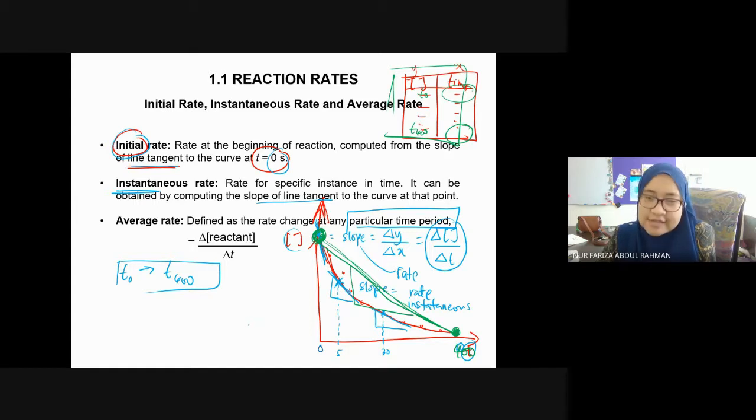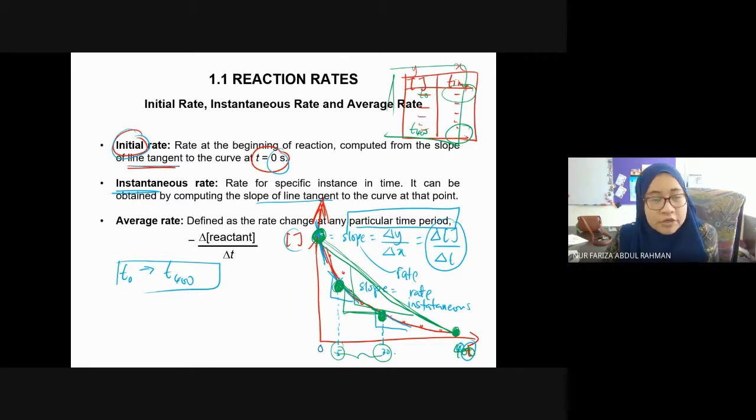Dia tak semestinya 0 dengan 400. Boleh juga tiba-tiba dia nak dekat 5 dengan dekat 30. Average rate dekat situ, berapa rate dia. So you connect these two, find out the slope. That will be the average rate from 5 to 30. This is what we call duration of time.